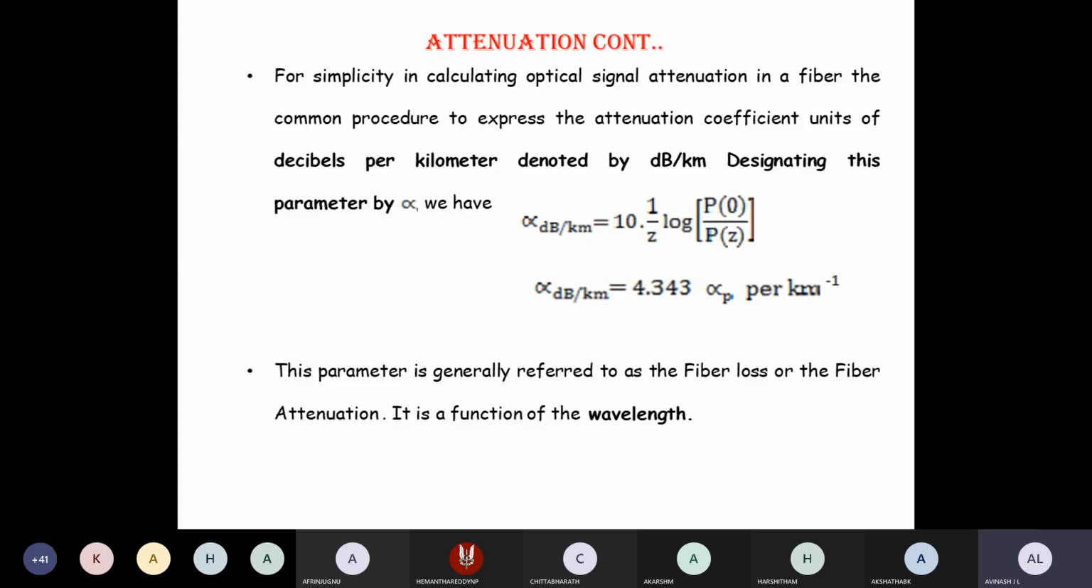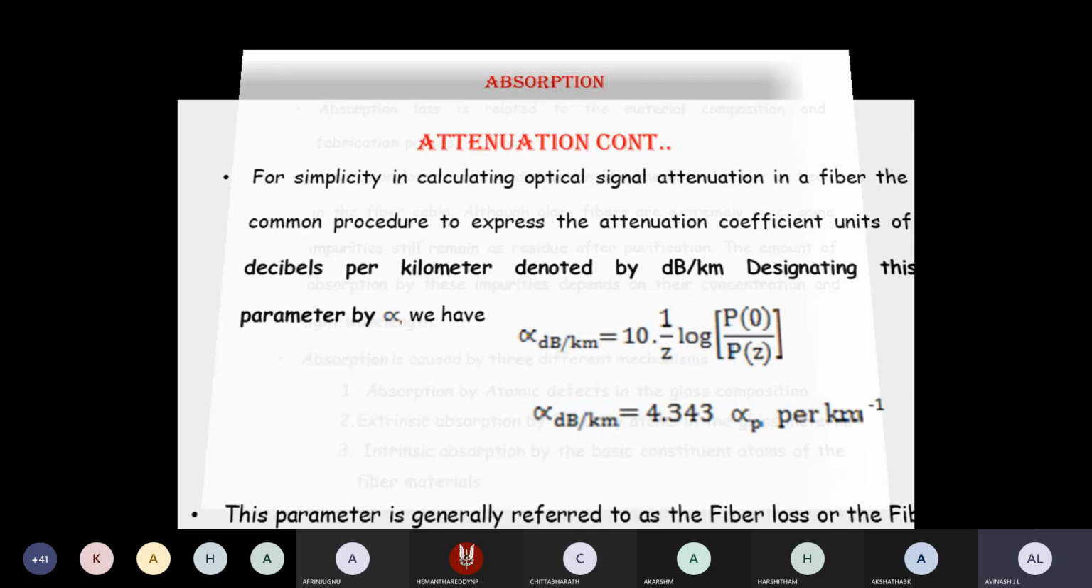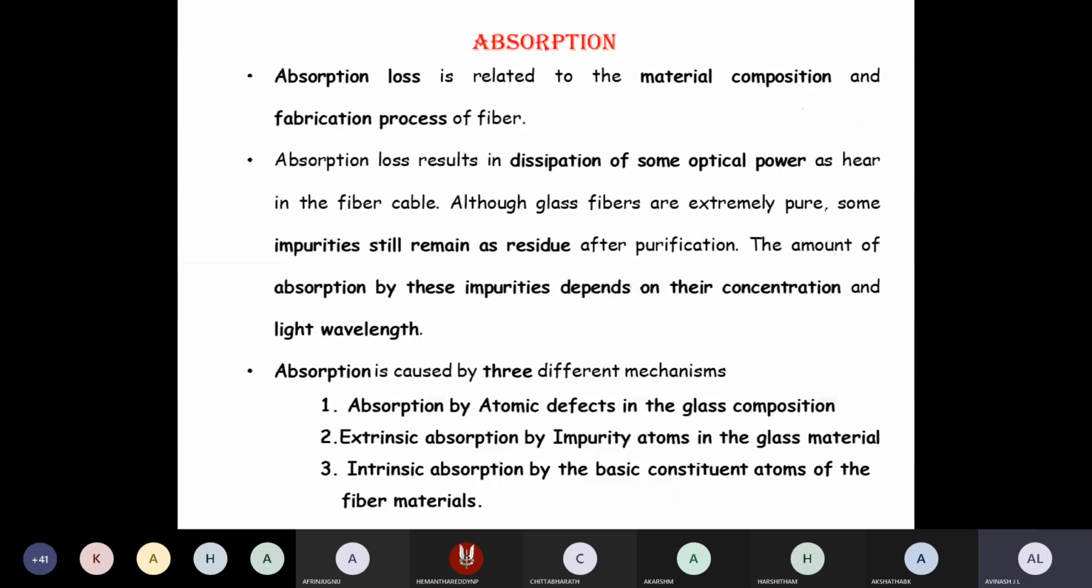So next thing we are going to discuss is absorption. Absorption loss is related to material composition and fabrication process of the fiber. Make a note of it. So you just write like this, absorption: material composition, fabrication process. So it is related to the material composition and fabrication process.